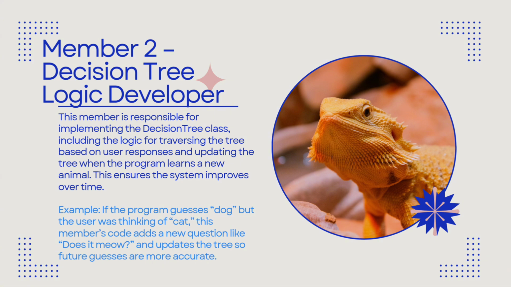I'll be in charge of the decision tree and logic developer. That includes the logic for traversing the tree based on user response and updating the tree when the program learns a new animal. An example would be if the program guesses dog, but the user was thinking of a cat. The program adds a new question like, does it meow? And it updates the tree so future guesses are more accurate.